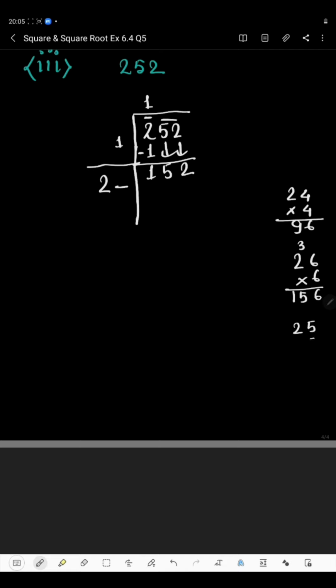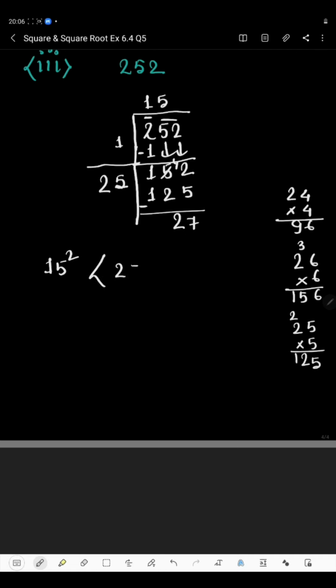So if you take 5 here, then 5 should be multiplied. So 5 5s are 25, 5 2 carry, 5 2s are 10, 10 plus 2 is 12. So here we will have to take 5. So if you take 5 here, then here also we will have to take 5, 25 5s are 125. Now if you subtract this, 5 to 12 is 7 and 5 will be 4, so 2 to 4 is 2. So we have got 27 as remainder. That means 15 square is less than 252, right? That's why we have got this remainder, which is 27.